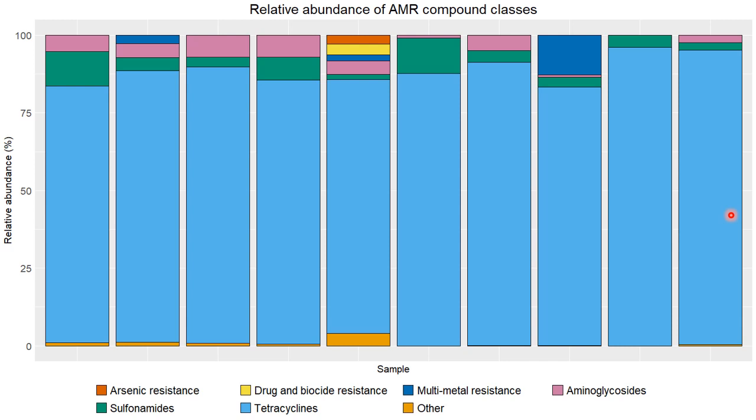The only other compound classes in which resistant ARGs were found consistently across samples were sulfonamides and aminoglycosides, both of which are categories of antibiotics used in disease treatment in apiculture. Other noticeable results are the presence of multi-metal resistance found in 3 samples, as well as one particular sample with several unique compound classes.